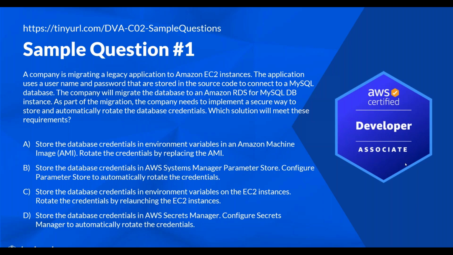So let's move on to C. Storing the credentials in environment variables on the EC2 instances. That doesn't sound like a good practice, but I'll continue reading this one just to be sure. Rotate the credentials by relaunching the EC2 instances. Well, that doesn't sound plausible at all, right? So this is probably one that we can definitely throw out. Yeah, pretty dangerous, if not even actually possible.